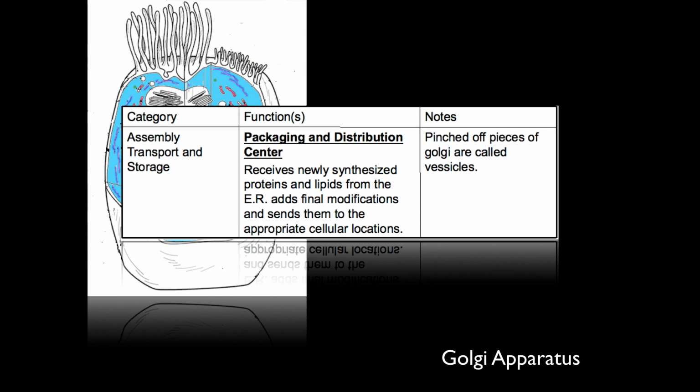So the Golgi is the packaging and distribution center. The packages, the trucks, however you want to use an analogy, are called vesicles. You may hear Golgi apparatus, Golgi or Golgi bodies. They are all the same thing.